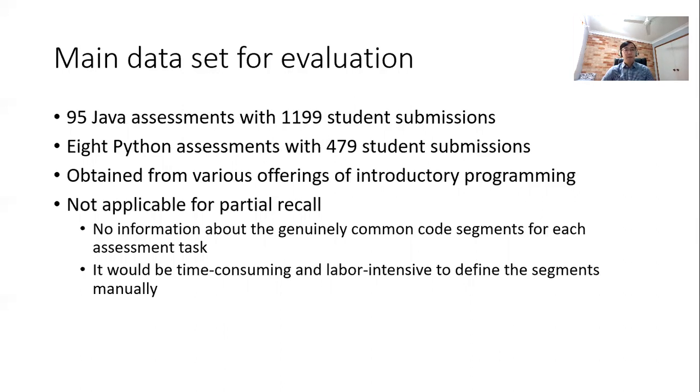For evaluation, we have 95 Java assessments with 1,199 student submissions. We also have 8 Python assessments with a total of 479 student submissions. They are obtained from various offerings of introductory programming. Unfortunately, this dataset is not applicable for partial recall because there is no information about the genuinely common code segments for each assessment task. It will be time-consuming and labor-intensive to define the segments manually.